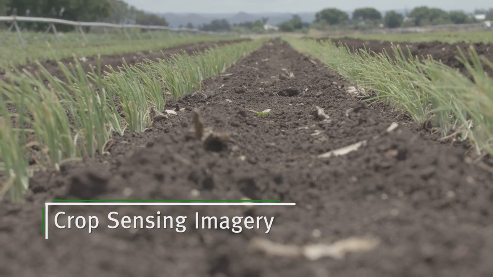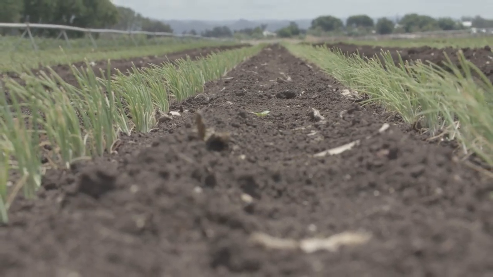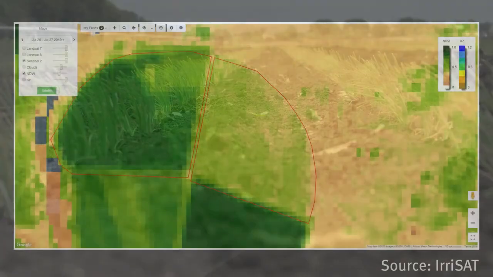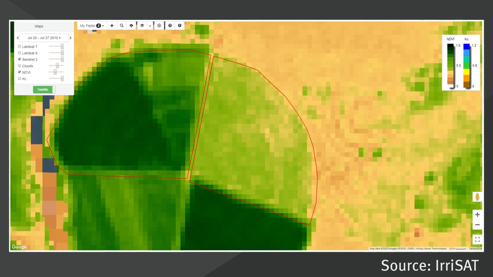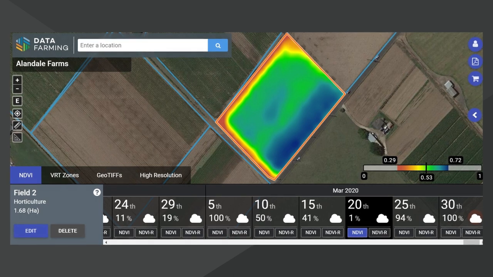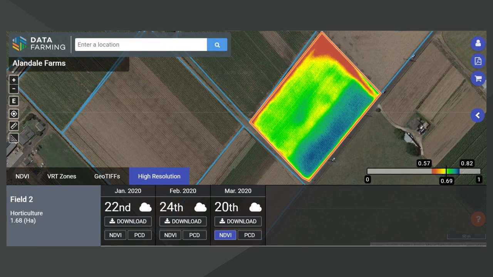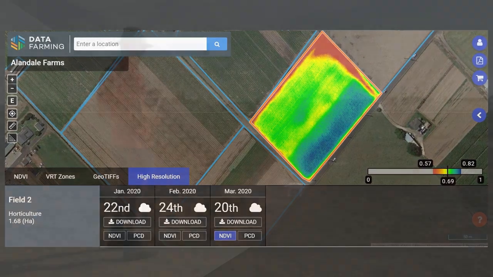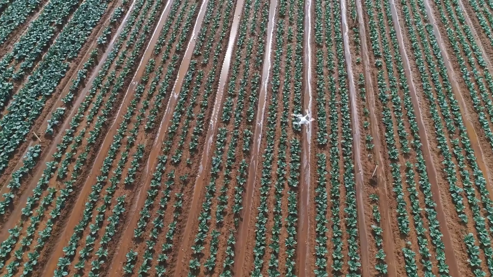Crop variability can be assessed using crop sensing imagery without having to invest heavily in new technology. This can be easily trialled using one of the freely available platforms, which is generally low resolution, with higher resolution available at a cost. The intense nature of vegetable production means that high-resolution data will be of most benefit. Drone imagery is another option for high-resolution imagery.